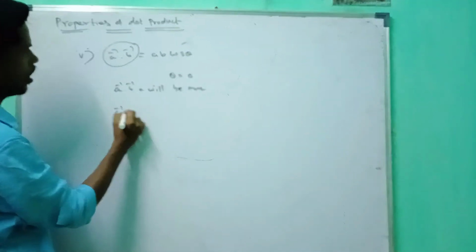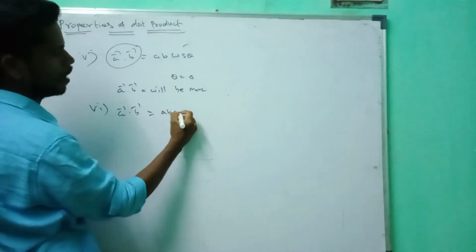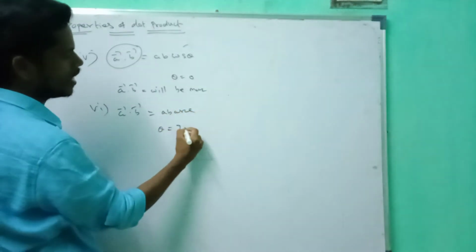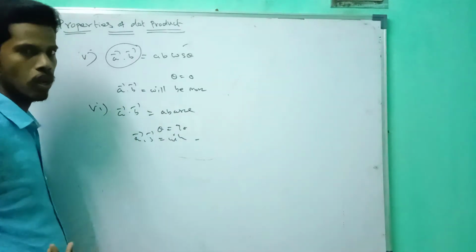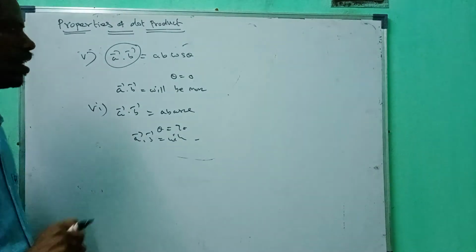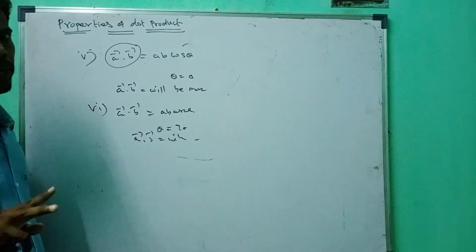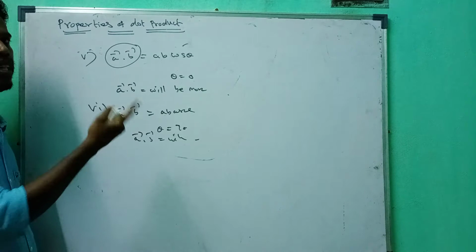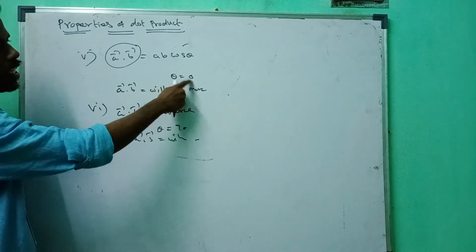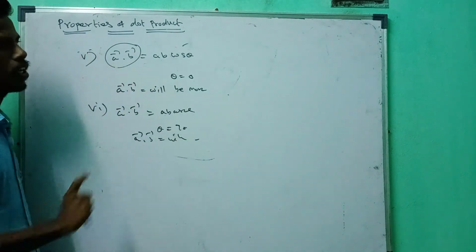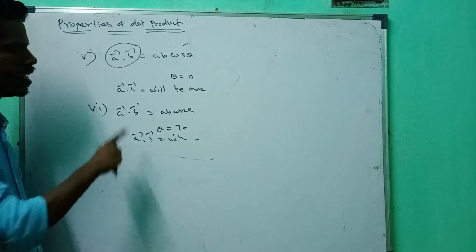Like A vector, that is the sixth point. A vector dot B vector equals AB cos theta. When theta is 90 degree, it will be minimum. That's all. I think the first point you are very clear. And second one, third one I have completed. And fourth one, the angle between the two vectors. The fifth one, A vector dot B vector will be maximum when theta is 0. When will it be minimum? When theta is 90 degree, it will be minimum.